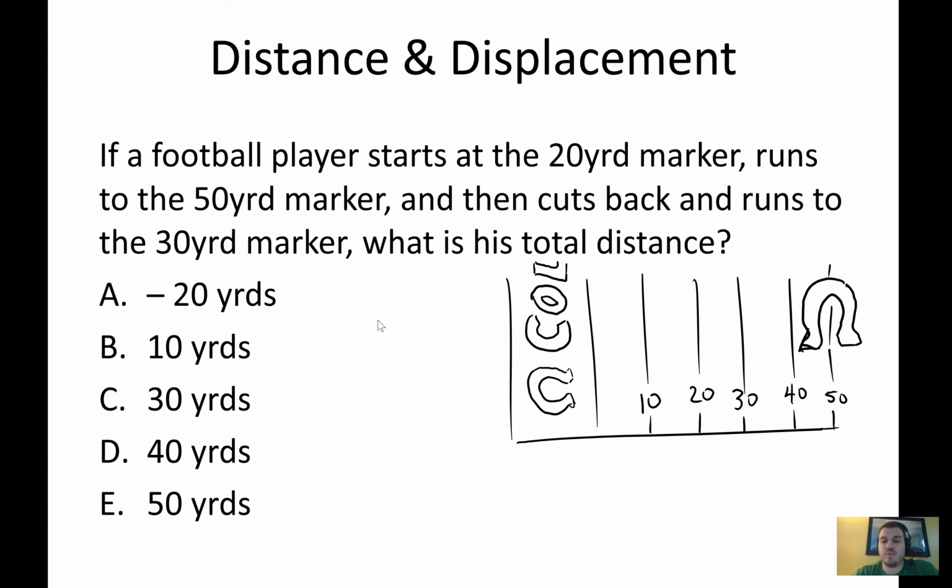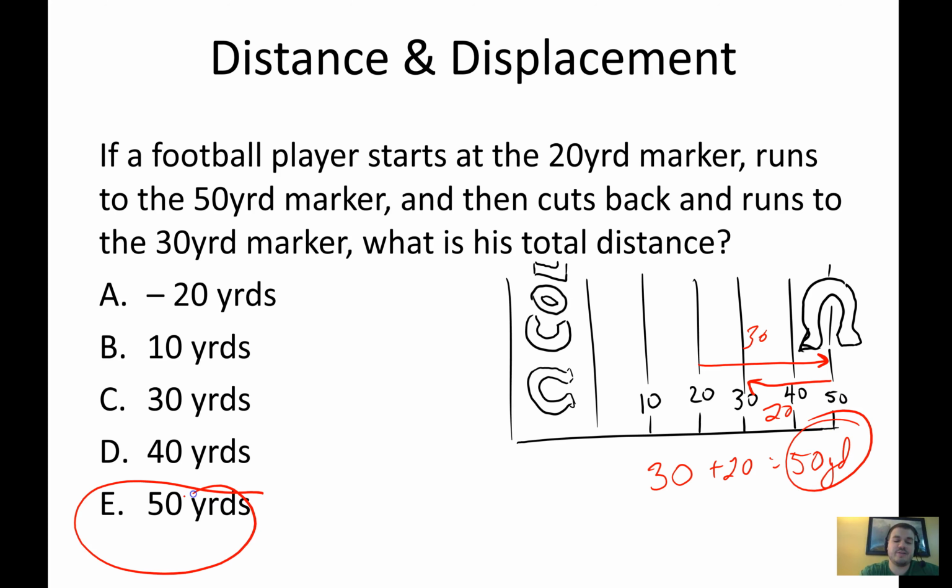We're asked now, what is the total distance when we go from 20 to 50 and then 50 back to 30? Now I don't care about direction. I care about just adding up all the pieces. So I have 30 for my first movement, and then 20 for my second movement gives me a total distance of 50 yards. That would be my answer.